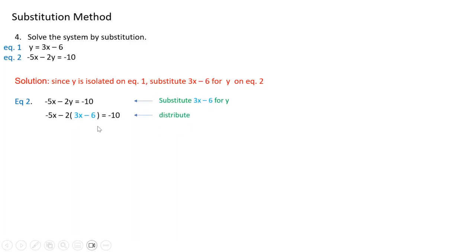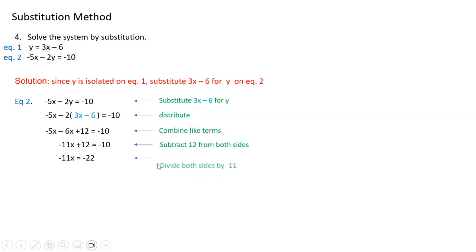Now I'm going to distribute. For example, here we have negative 5x, and we multiply negative 2 times 3x, which gives us negative 6x. If we multiply negative 2 times negative 6, it gives us a positive 12. Now we're going to combine the like terms. For example, negative 5x minus 6x gives us negative 11x plus 12 equals 10. Now we subtract 12 from both sides. It's going to give us negative 11x equals negative 22. Now we divide both sides by negative 11. So x equals 2.